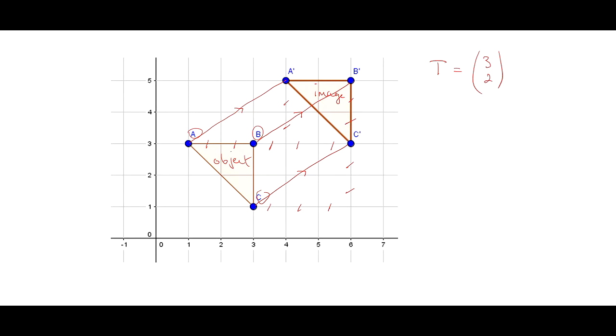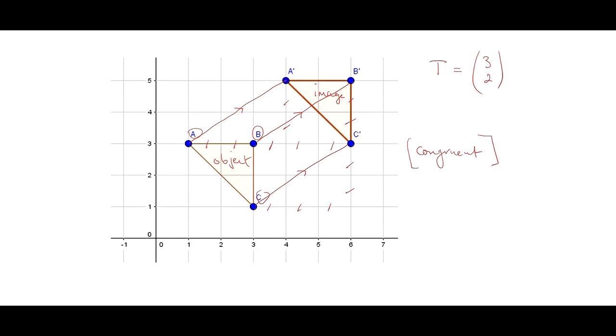Now, what can we say about the object and the image? The lengths of the object are identical to the image, and the orientation of the object and image are the same. So we say that the object and the image are congruent. This is a term that they expect you to use when they ask you to compare an object and an image when it undergoes a translation. Congruent means that they have the same lengths and the angles in the triangles are the same.